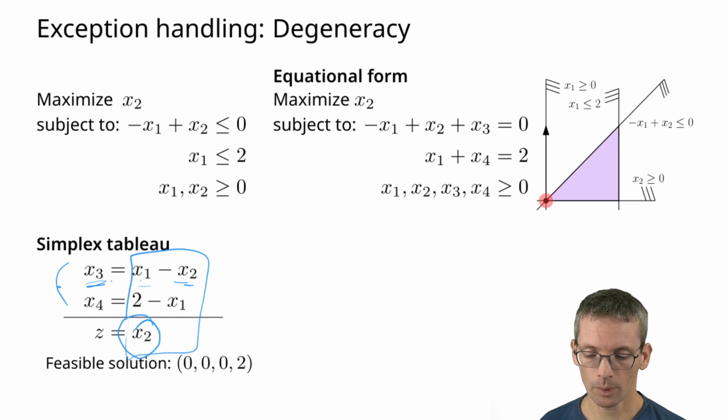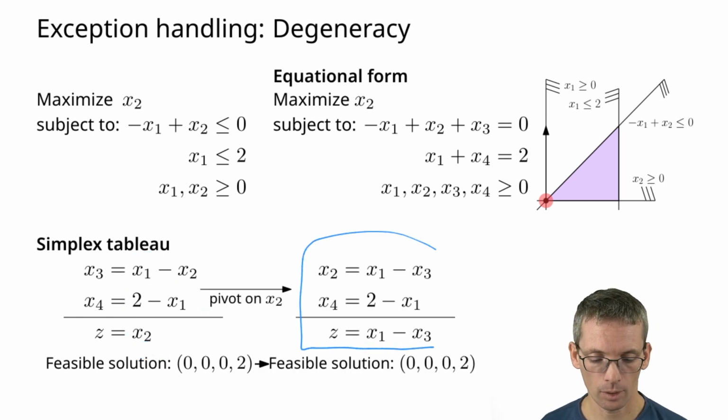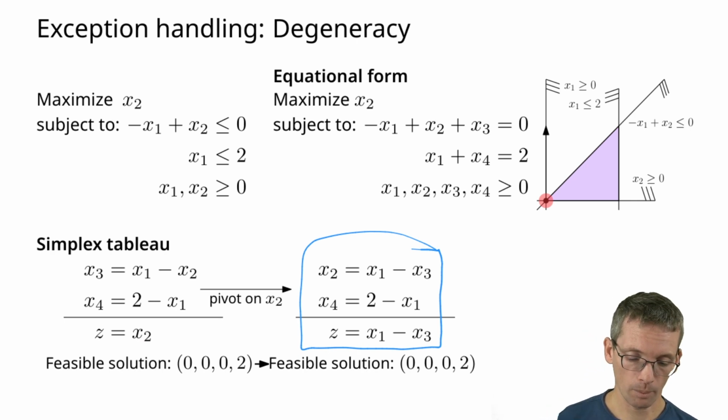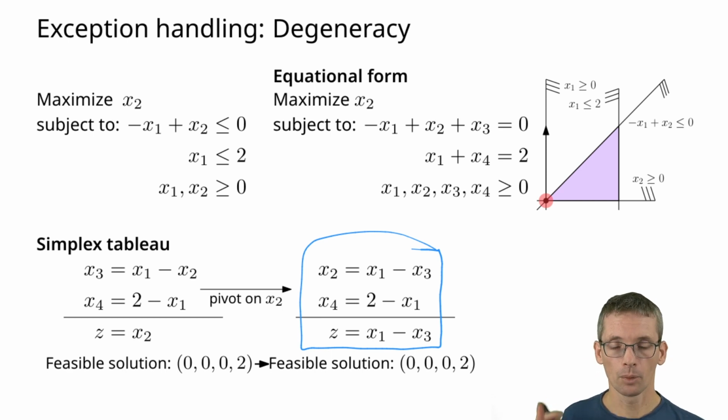x2 doesn't show up here. x2 shows up here. So I simply plug in what I had. So this is the simplex tableau. The only problem here is, if you look at the feasible solutions, that we have before and after.